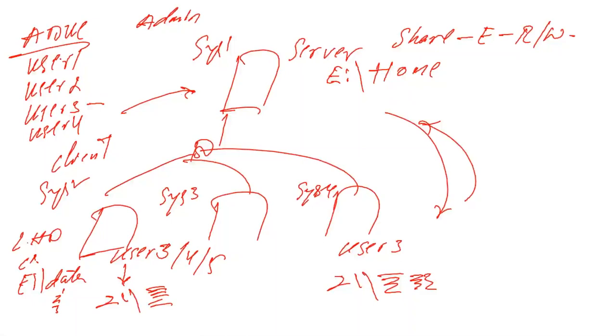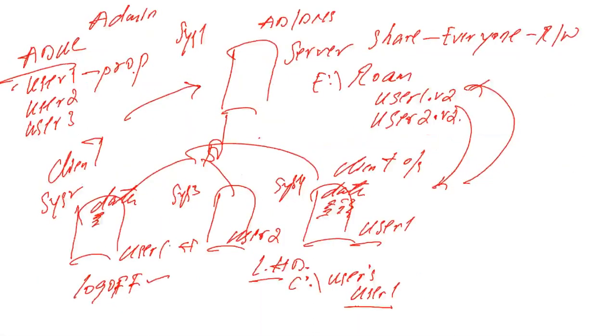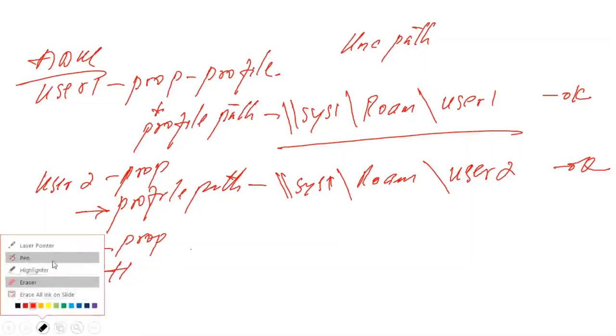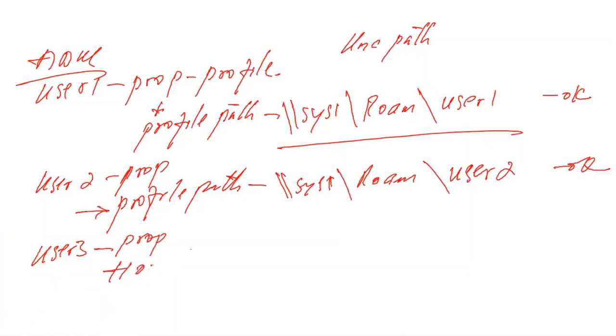Now, as admin, go to the ADUC console, go to the user 3 properties. In user 3 properties, we have to set the home folder path. Now, how to set the home folder path here? So, go to the user 3 account. In the user 3 account, if you go to the properties, you can find two options. One is profile path and one is home folder. So, this time, which one do you require? We require home folder. We do not require profile path here. So this time we are going for home folder.